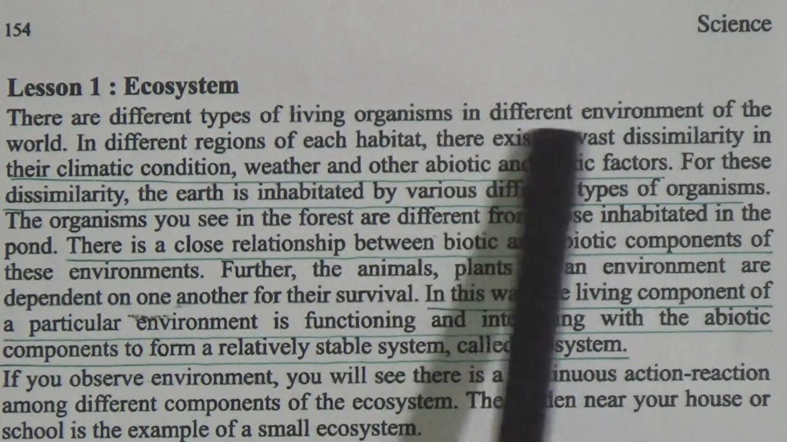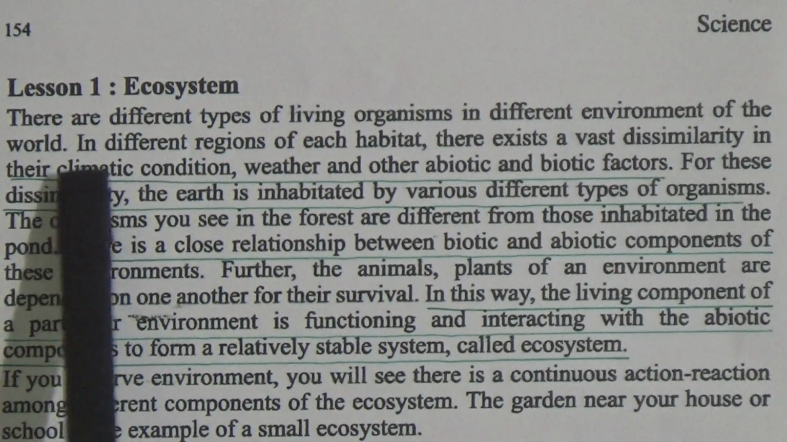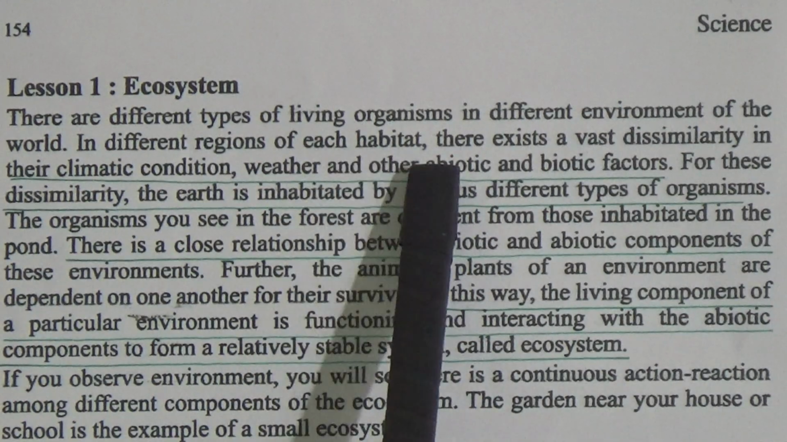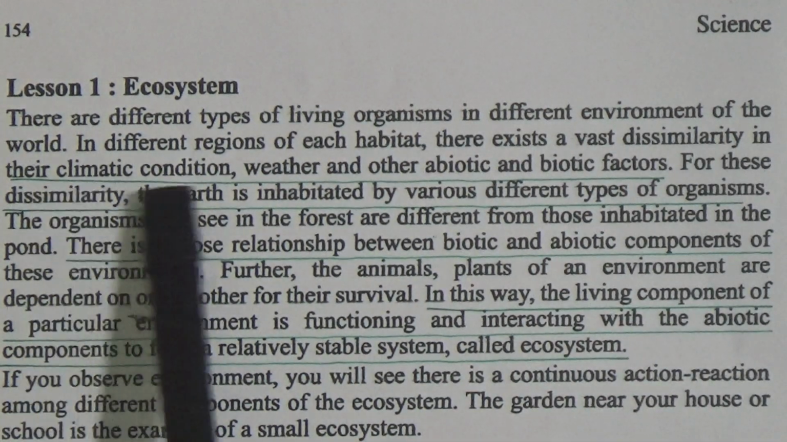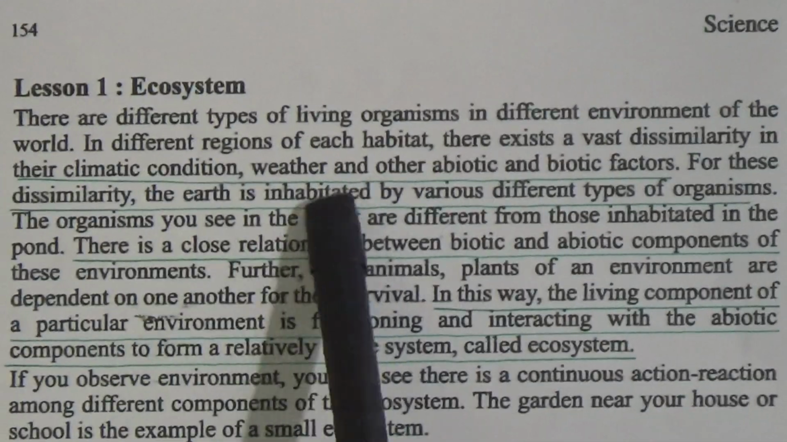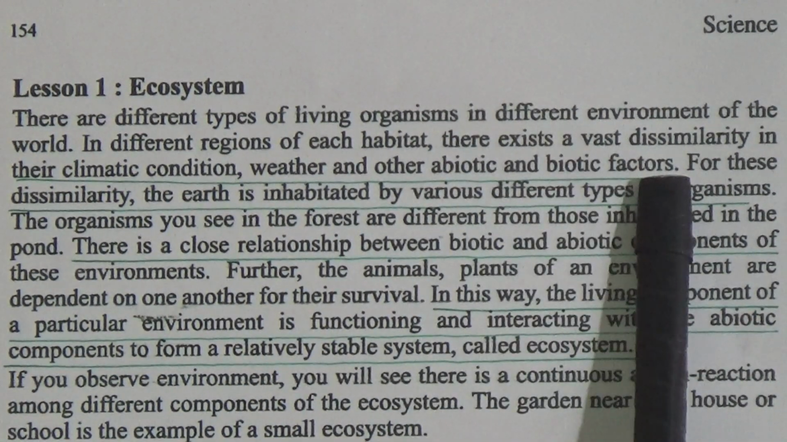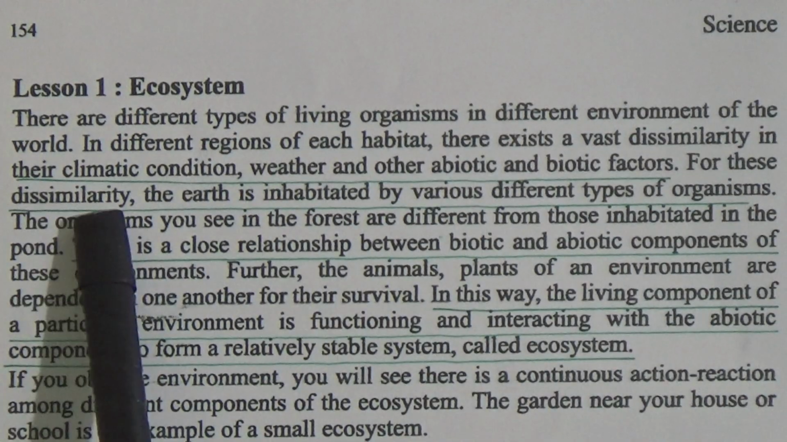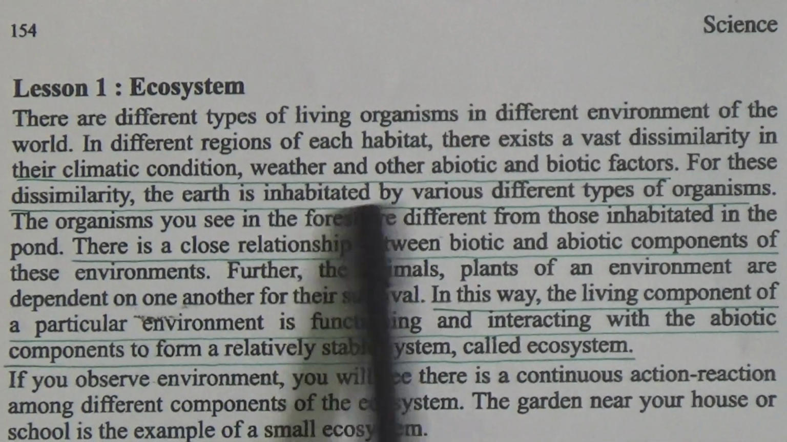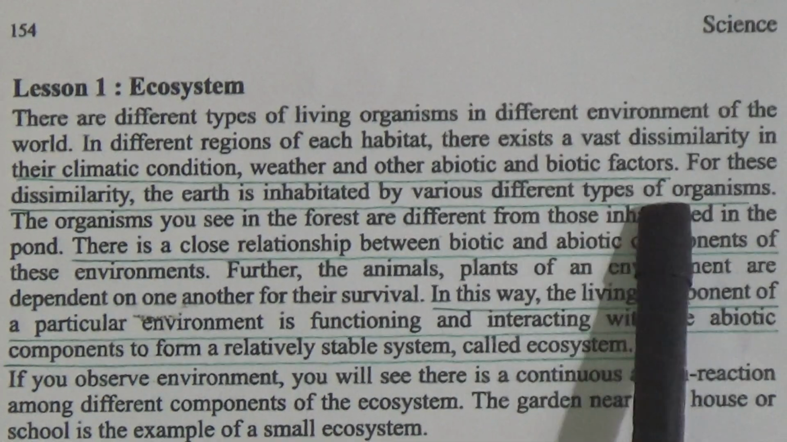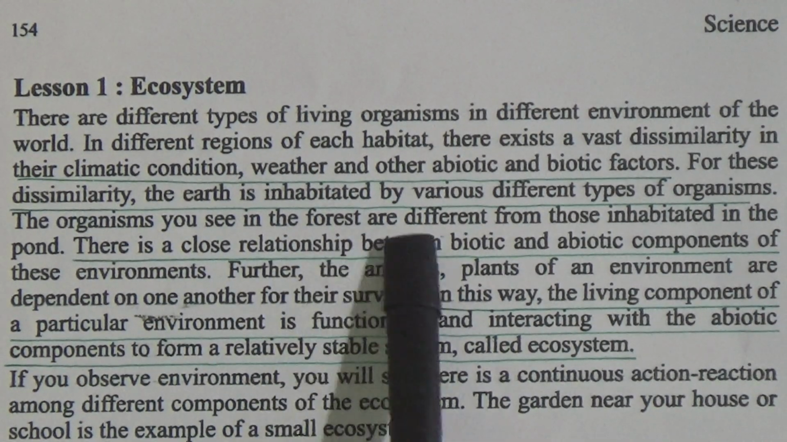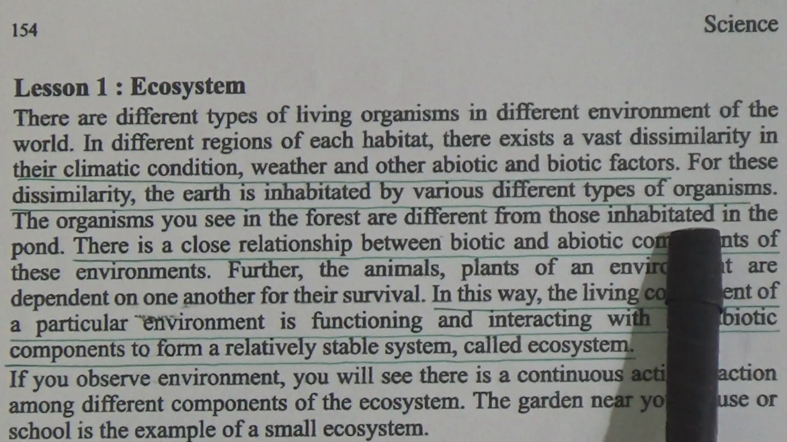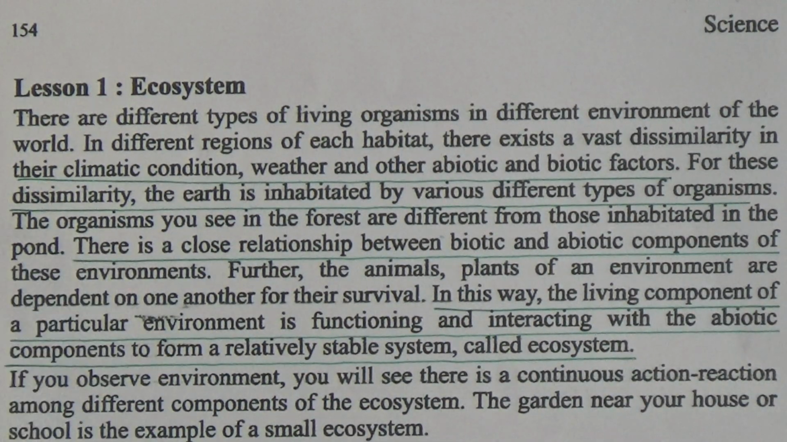Ecosystem. There are different types of living organisms in different environments of the world. In different regions of each habitat, there exists a vast dissimilarity in their climate condition, weather and other abiotic and biotic factors. For this dissimilarity, the earth is inhabited by various different types of organisms. The organisms you see in the forests are different from those inhabited in the pond.